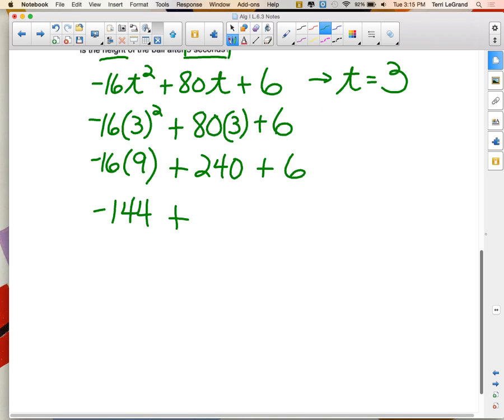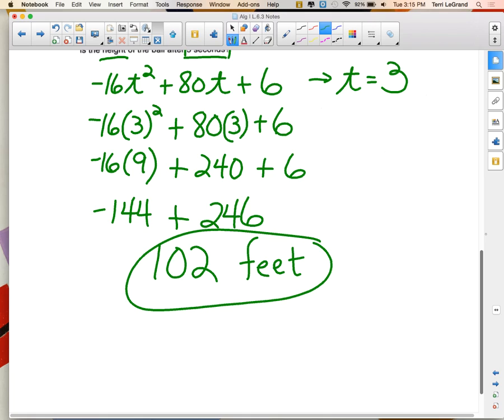Addition allows us to add in whatever kind of groups we want. So I'm going to add 240 to 6 next. What's that? 246. See, we don't even need a calculator. We are so good. What is a negative 144 plus 246? 102. Now the question is, what did we just find? 102 what? Feet. We were looking for the height of the ball. It's thrown straight up in the air. After 3 seconds, it is 102 feet up in the air. We gotta know what the label is for that also.